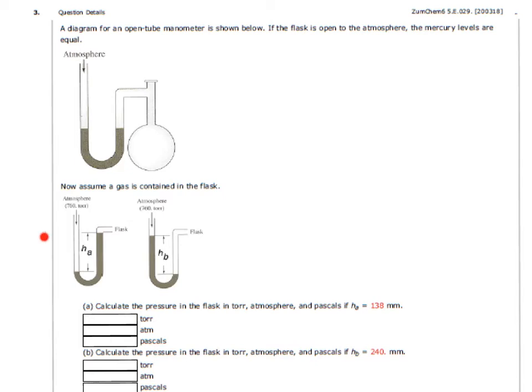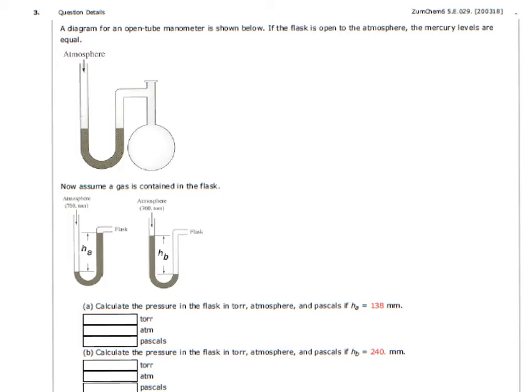Take a look at the situation on the left here, situation A. The atmospheric pressure is standard 760 torr. It's pushing down on the mercury with that much pressure. Where the flask is connected, it's pushing down on the mercury on the other side. But in that battle of pushing on mercury, the atmosphere is winning. That is, the mercury is sloshing over to the side of the manometer where the flask that contains the gas sample is. For us, that means that the gas sample has a pressure lower than atmospheric pressure.